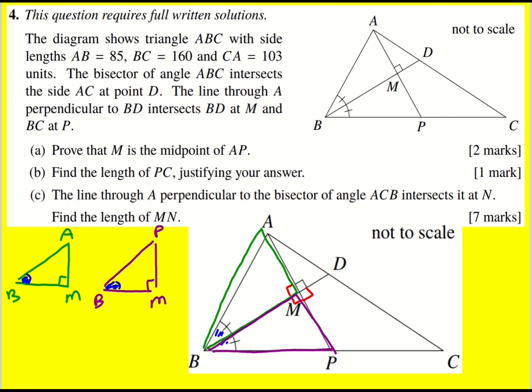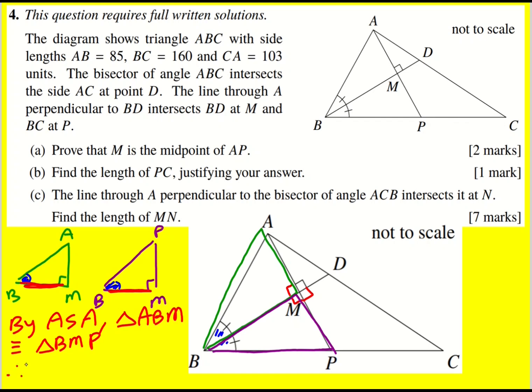Now we have two equal angles. The blues are equal and the 90s are equal, and we have a side in between that is the same. It's a shared side on both triangles. So we can say by angle, side, angle, triangle ABM is congruent to triangle BMP. You can write it in words as well if you prefer.